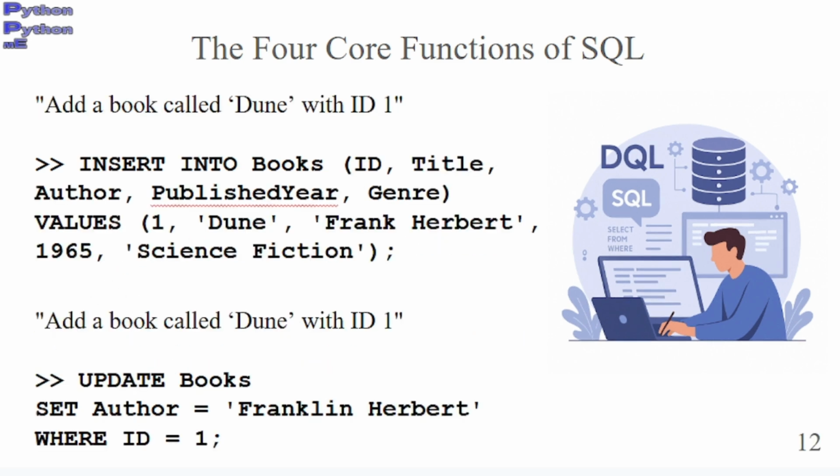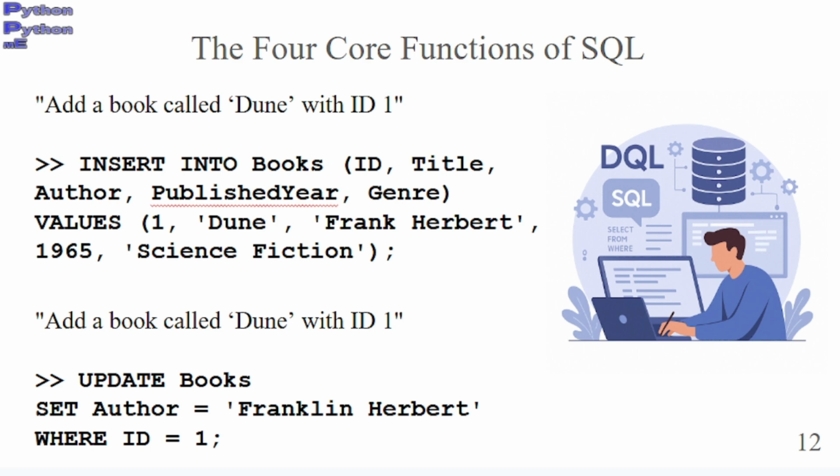Moving on, let's assume that we would like to add a new popular book called Dune with an ID 1. In order to insert this book into our database, we will use the insert into command. Here we are adding the book Dune with its ID, author, publication year and genre. Think of it as filling a new row on a spreadsheet.